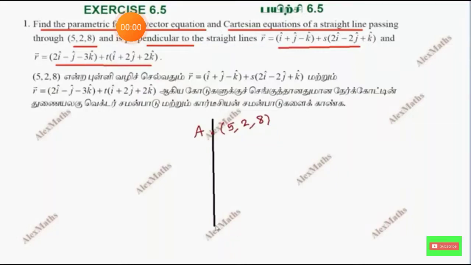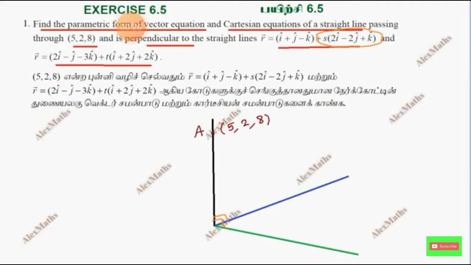Students, exercise 6.5 today. Listen to the question. Find the parametric form of vector equations and the Cartesian equation of the straight line passing through the point (5, 2, 8) and perpendicular to the straight lines r vector equal to i vector plus j vector minus k vector plus s of (2i minus 2j plus k vector). And the other r vector equation is given here.